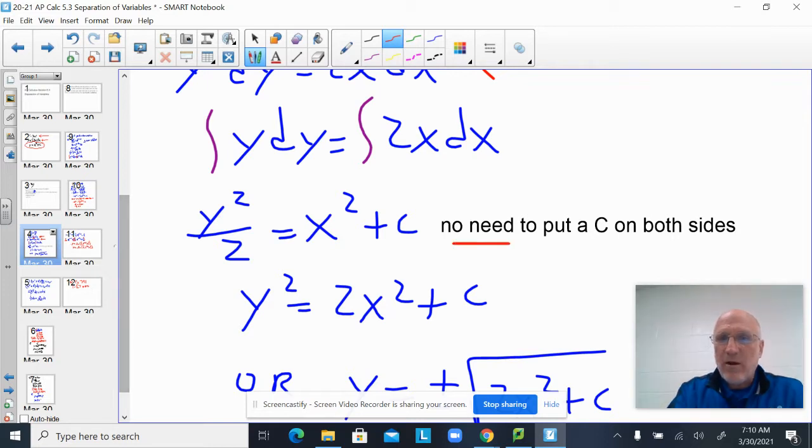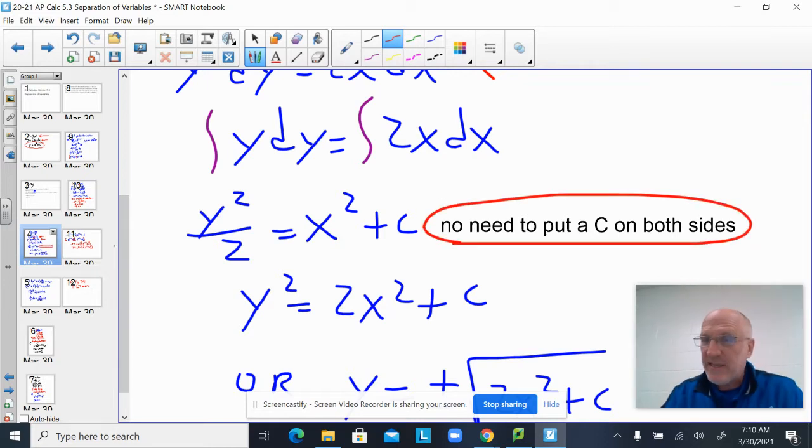And then you'll notice I say here, officially both sides would have a plus c, but you could always just subtract the one c to the other side and it becomes just plus c. So we're always just going to put the plus c on the right side. And once you do that, now let's just solve it for y. On this line here, I just multiplied both sides by 2. There's no reason to put plus 2c because 2 times a constant is still any constant.